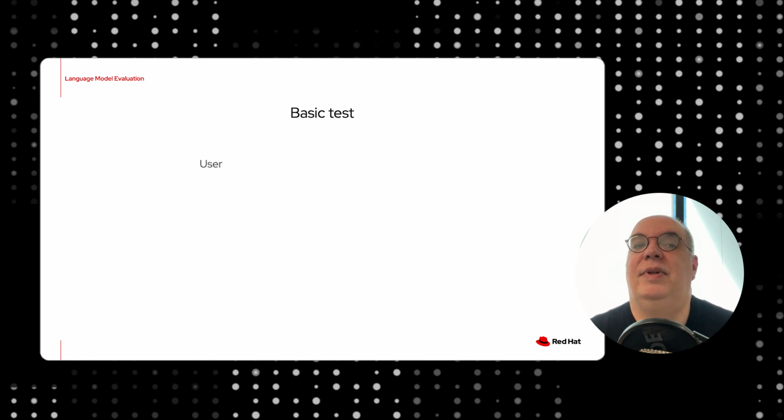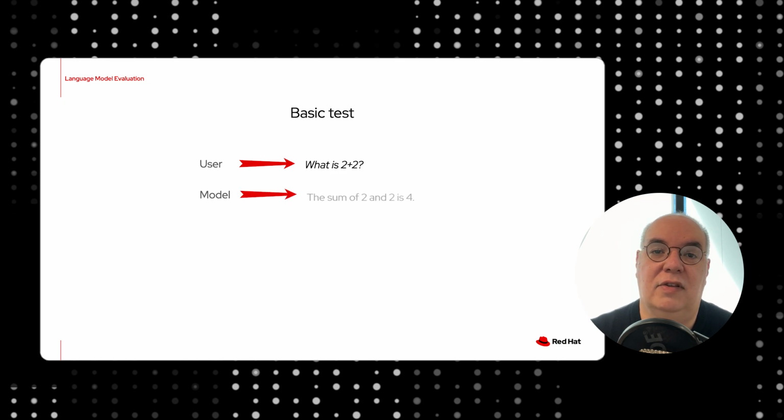Let's try a simple arithmetic question. What is 2 plus 2? And the model correctly answers, the sum of 2 plus 2 is 4. This basic test shows that our model is responsive and functioning as expected for simple queries.